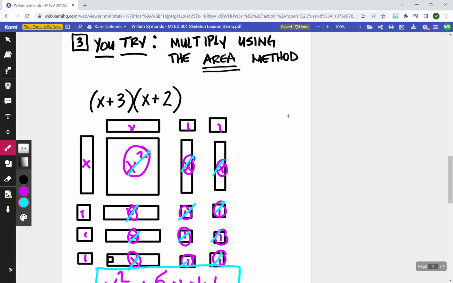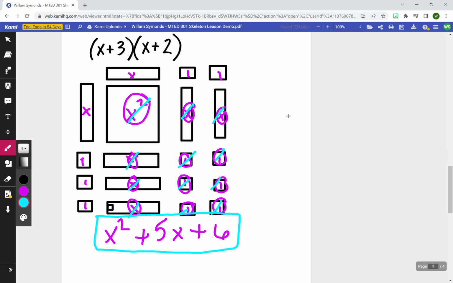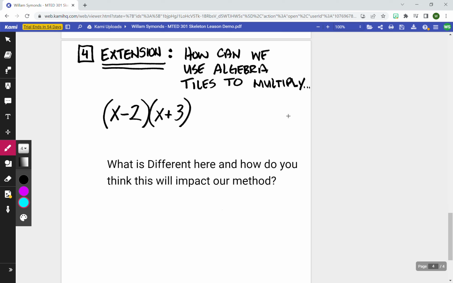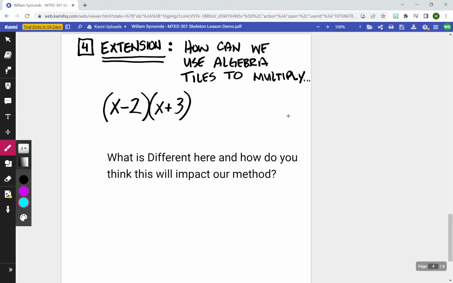If you didn't get this, we can go back and try it again. So moving down to our last and final box, which is our extension. Our extension is how can we use algebra tiles to multiply x minus 2 and x plus 3. Your last question that you need to finish is what is different here and how do you think this will impact our method? So what's different from the last two that we did in this problem right here?